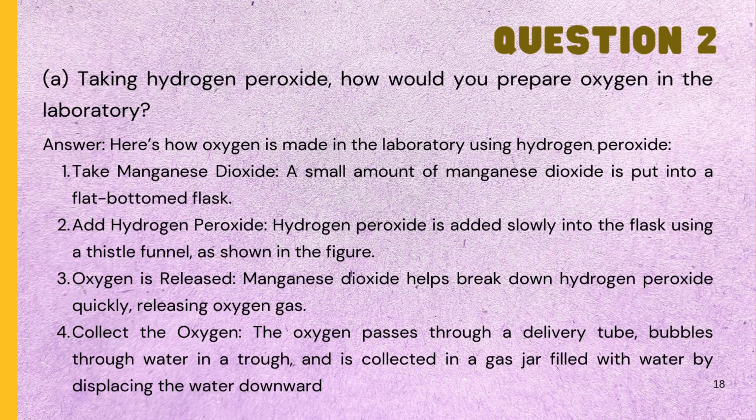As shown in the figure, oxygen is released. Manganese dioxide helps break down hydrogen peroxide quickly, releasing oxygen gas. Collect the oxygen. The oxygen passes through a delivery tube, bubbles through water in a trough, and is collected in a gas jar filled with water by displacing the water downward.